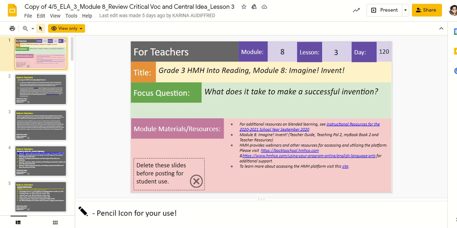Puzio, and in today's lesson we are focusing on Module 8, Lesson 3, and our focus question is, what does it take to make a successful invention?